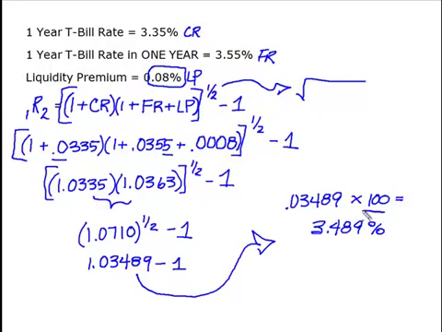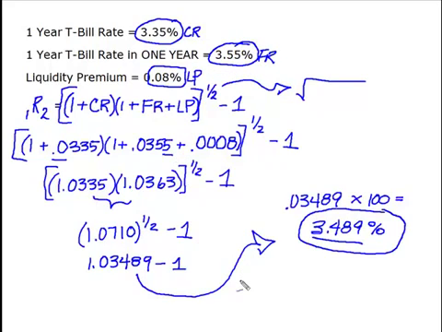But what this tells me, this 3.489, is that because I bought my 1-year T-bill at a rate of 3.35%, and the rate a year from now is going to be 3.55%, because I've got my money tied up in this lower interest bearing investment, the liquidity premium for a 2-year investment, 0.08%, tells me that my rate should really be 3.489% to compensate me for a year at 3.35, when I know that a year from now it's going to be 3.55. So I hope this helps.